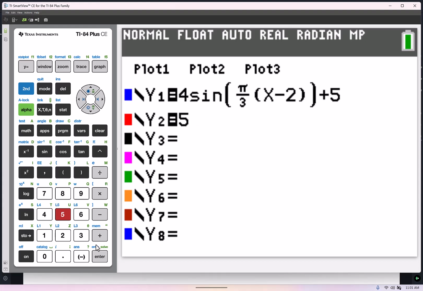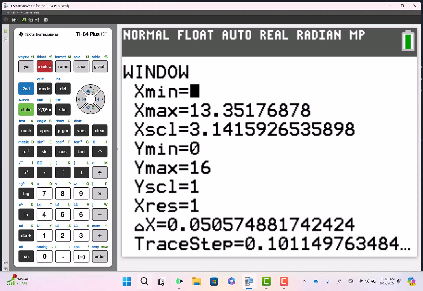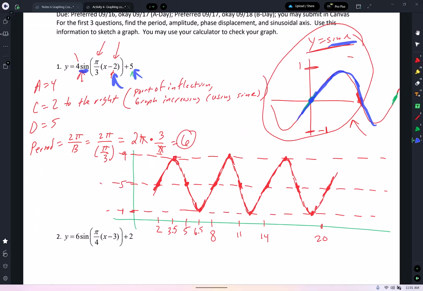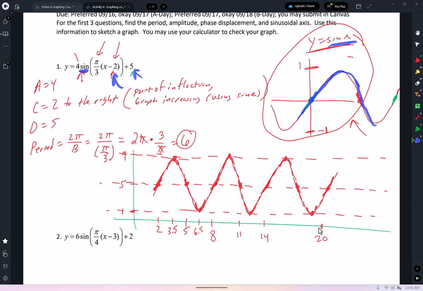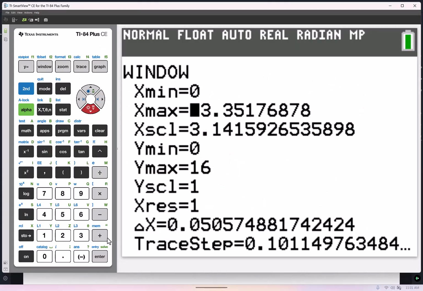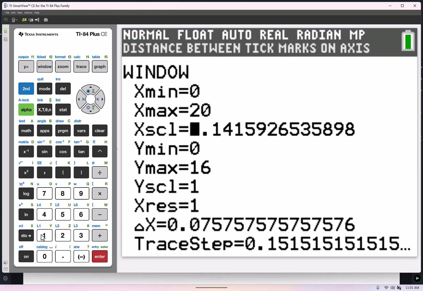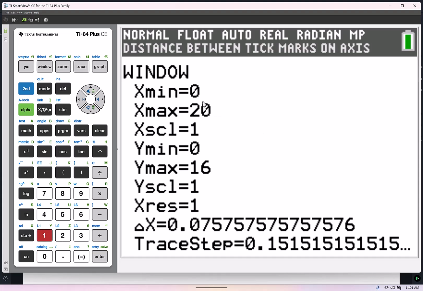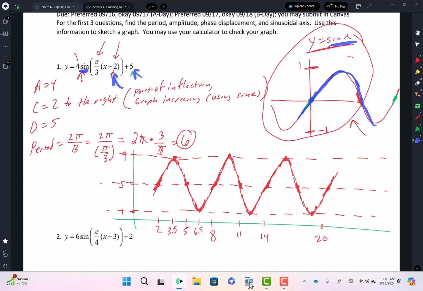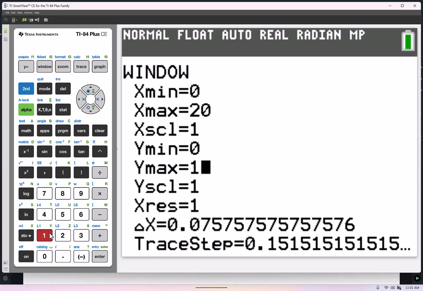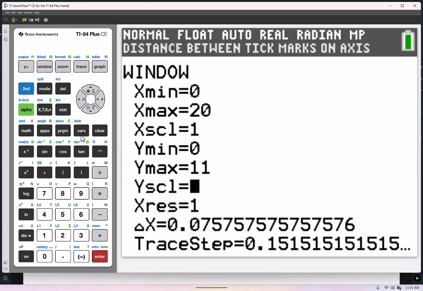Okay. Are we all here? Does everyone have this? I put the y2 equals 5 because I want to see the midline. You don't have to if you don't want to. Click on window. Y min, I guess I don't care here, so I'm going to say 0. Y max, I go all the way to 20. Did I say Y max? X min, X max, 0, 20. X scale 1. Sorry, guys, about that. Y min, I'm going to say 0. And then Y max, I'm going to say 11. You can say 10, but I want to go a little bit higher. And then Y scale by 1, that's fine. I'm going to push graph.